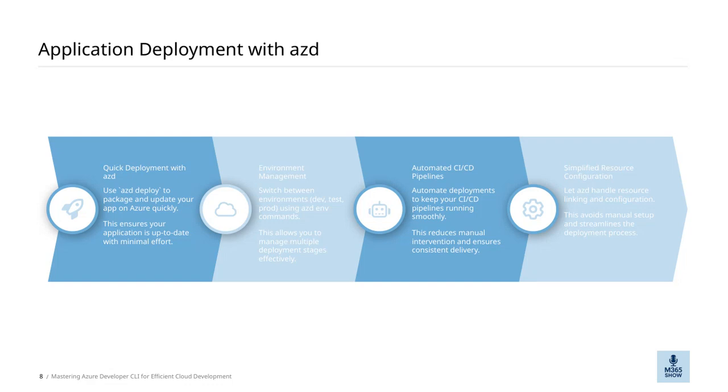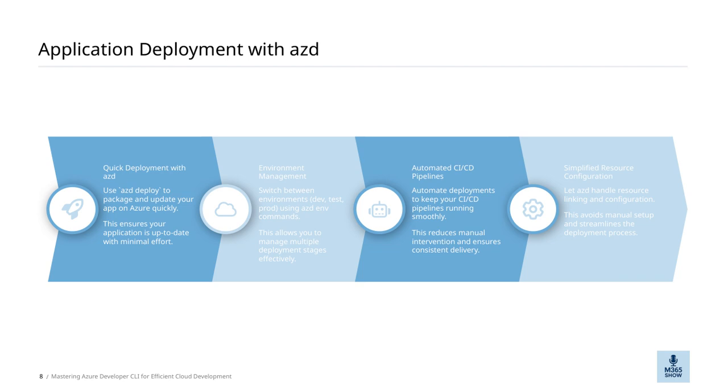Let ASD handle resource linking and configuration. This means it takes care of setting up and connecting all the necessary resources automatically, so you don't have to do it manually. This streamlines the entire deployment process, saving you time and reducing potential errors. By automating these steps, you can focus more on developing your application rather than worrying about the nitty-gritty of setup. Plus, it helps keep your deployments consistent and reliable.